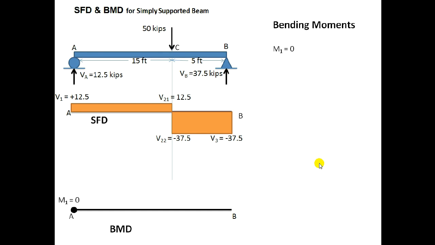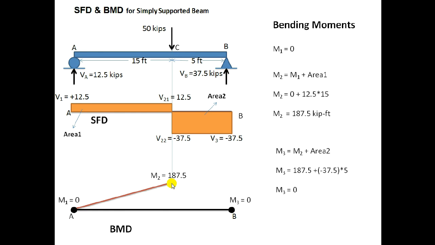This is my M1. Here the moment at roller and moment at pin must be 0 for a simply supported beam. And this is my M2. We can find M2 as M1, the previous moment, plus the SFD area. This is the SFD area, 12.5 into 15, where 15 is the distance. This is a rectangular area. Rectangular area plus the moment at that point gives the moment at C, 187.5 for M2.